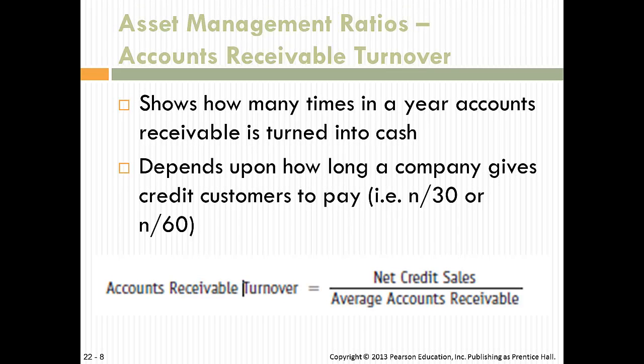Now let's move on to asset management ratios. The first one is the accounts receivable turnover ratio. It shows how many times in a year accounts receivable is turned into cash. It has to do with how long a company gives its credit customers to pay. The formula is net credit sales divided by the average accounts receivable.